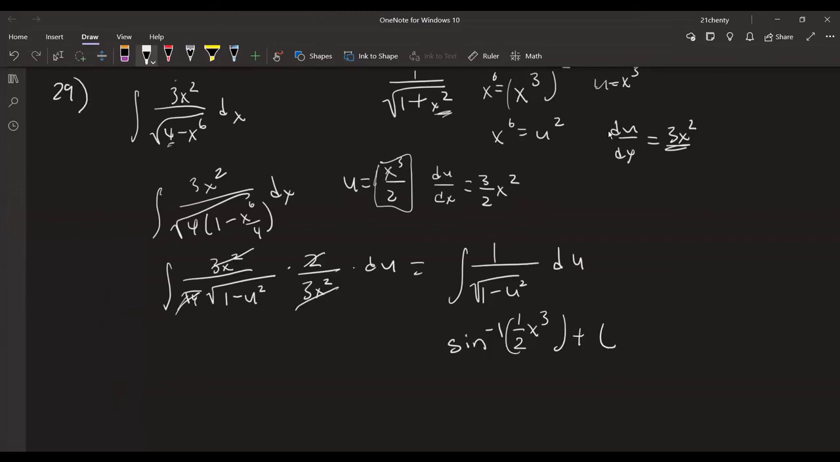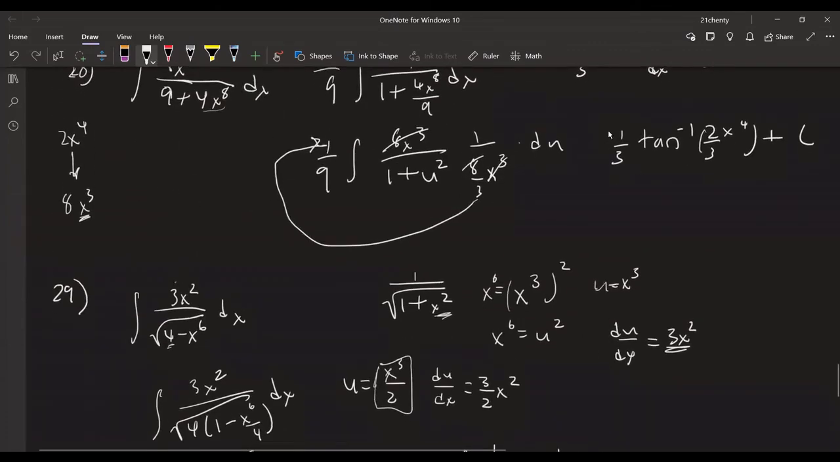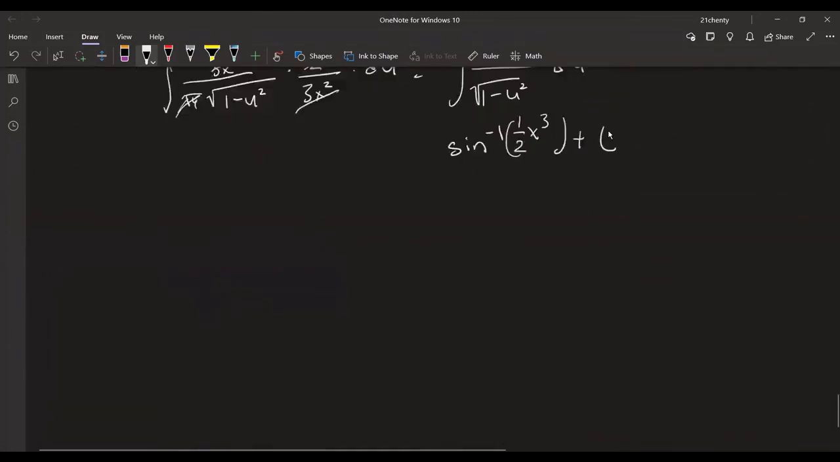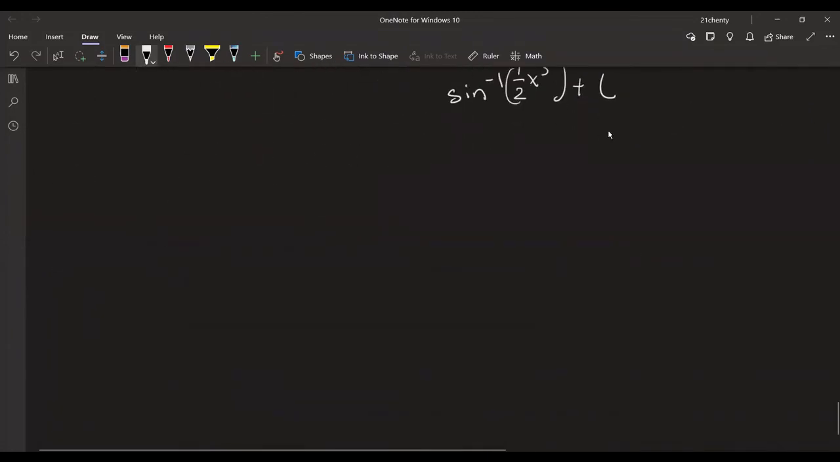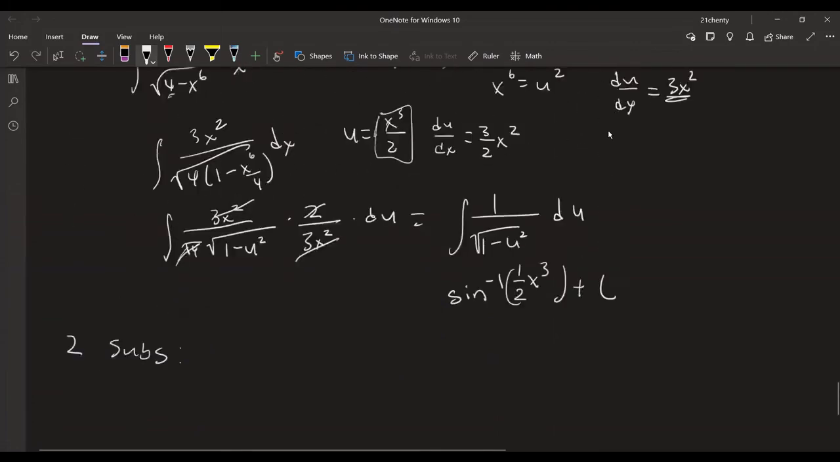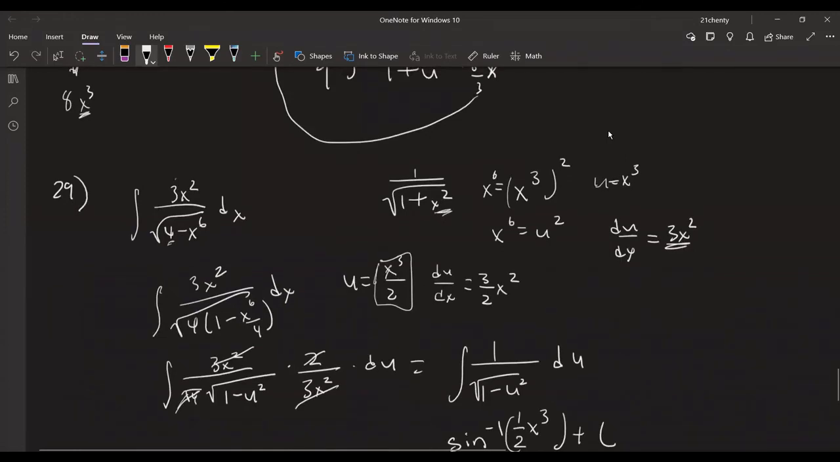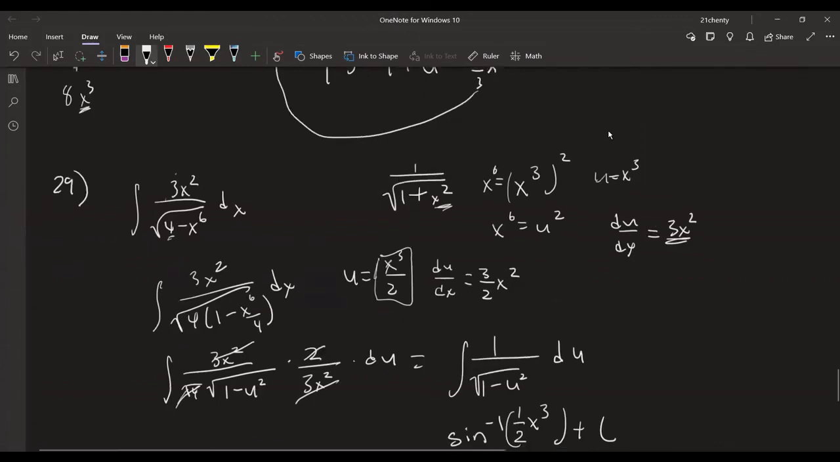So that's how you do it with one substitution, where you take out this 4 before u subbing the first time. If you want to do it with 2 substitutions, because that's a bit more intuitive, I guess, this is how you do it with 2 subs. So let's go back to this. Again, we realize that this 3x squared will cancel out with the 3x squared if we use u equals x cubed.